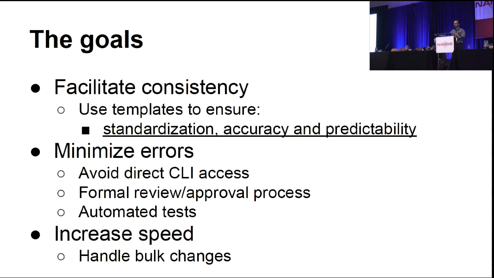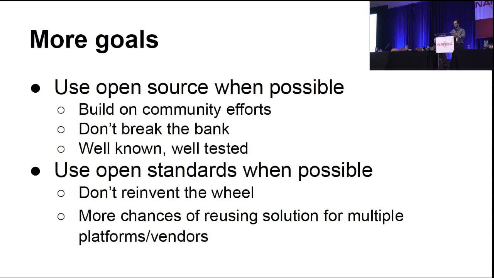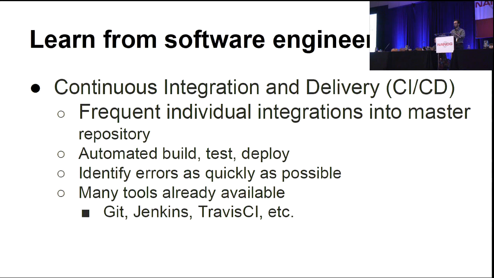Of course, we want to minimize errors. We don't want to think at the CLI. We want to have a smarter system. And we want reviews and approvals, and we want automated tests. That's a very important thing. We want tests to happen automatically. And we want to increase speed. We want to be able to change things faster. More goals we had were, of course, use open source if possible, use open standards if possible, for the obvious reasons.